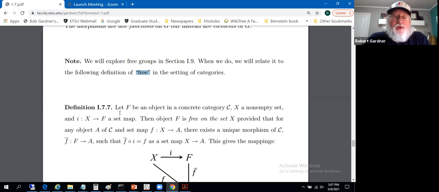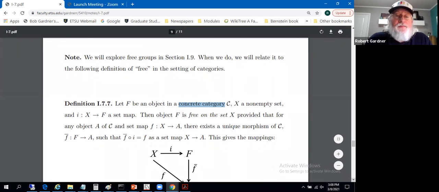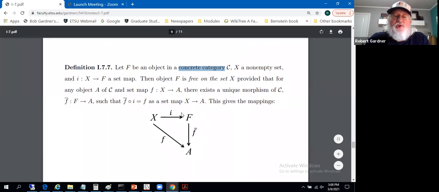Fortunately, definition 1.7.7 deals with concrete categories. Excellent. Then that means everything in sight is either a set or a function. The objects are sets, the morphisms are functions, so it's somewhat concrete here. And then we're going to take this concrete category and put an additional requirement on the interactions of objects in certain sets as follows. Of course, this is the punchline here in terms of this little diagram.